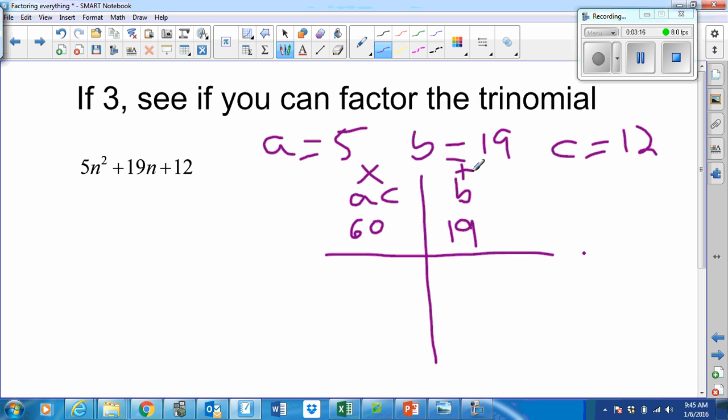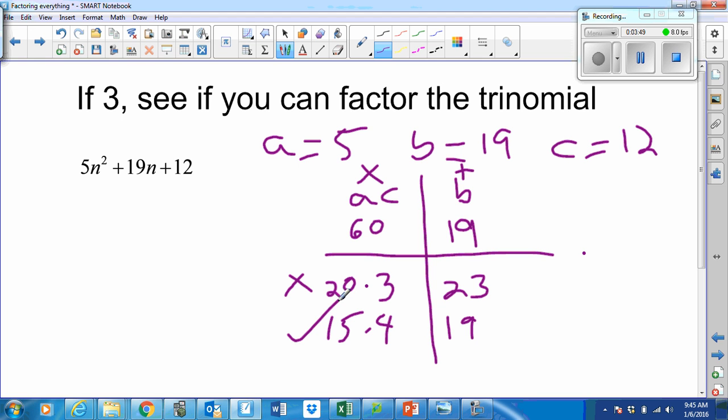So when I'm thinking about 60, I can say, well, 20 times 3 is 60. But is 20 plus 3 19? No, 20 plus 3 is 23, so this is not what we need. So let's try something else, and I'm going to say 15 and 4. So 15 times 4 multiplies together to give you 60, and 15 plus 4 is 19. So that's what we want to use. So the hardest part is done.